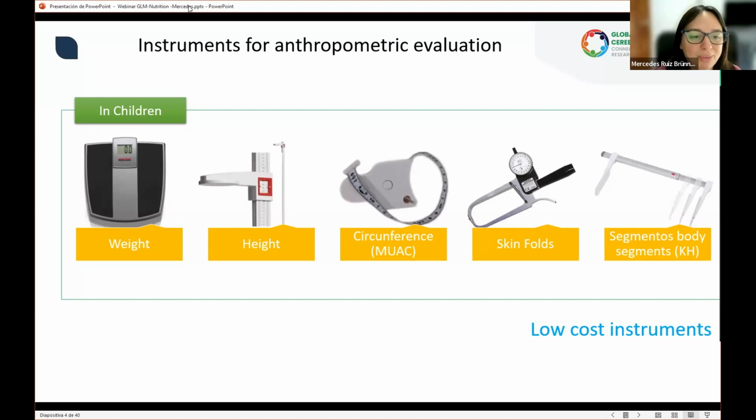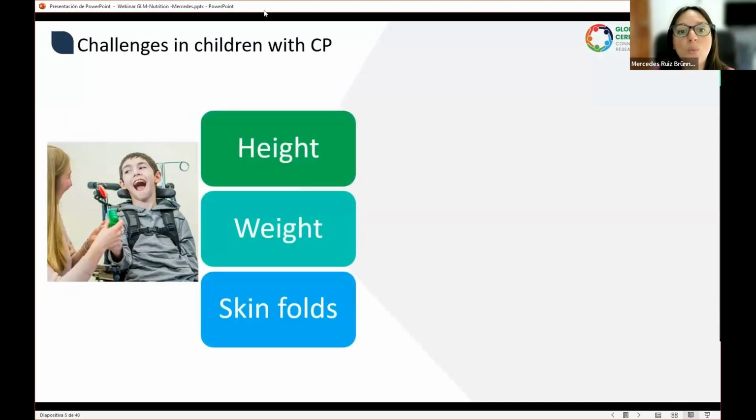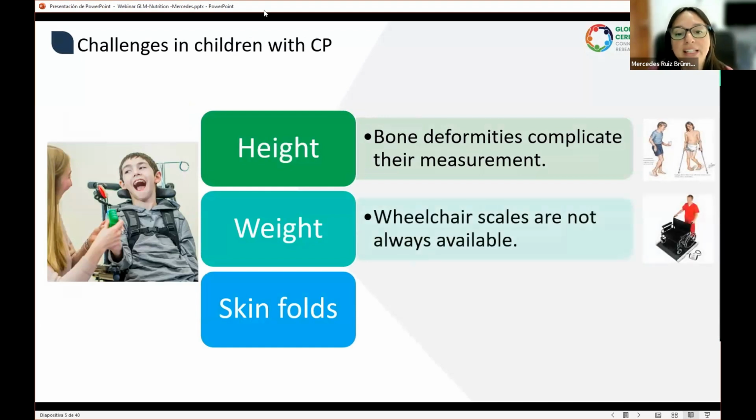We will talk a bit more about scales, which sometimes are one of the challenges. The challenges in CP, when we are talking about anthropometric measurements: one, for height, is bone deformities that complicate the measurements. The bone deformities in the legs or in other parts of the body usually complicate the measurements. Another thing regarding weight is that when we have small children, we can pick them up and weigh them with us on the scale.